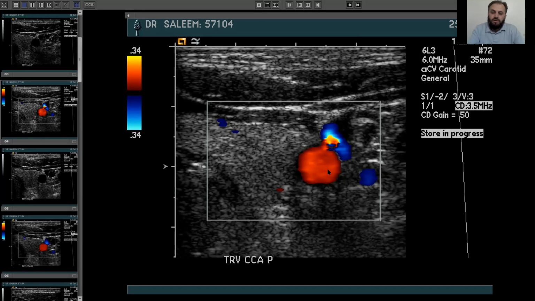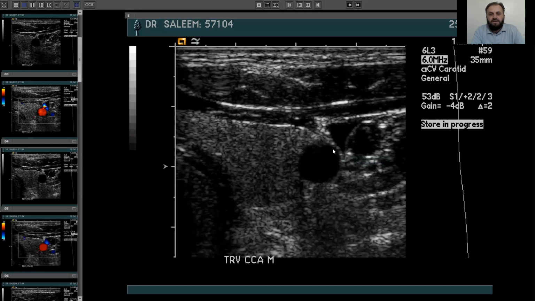So this is our proximal. Our mid, if we look at mid, this is our mid portion of the CCA. The thyroid tissue is the maximum tissue we see. So this is the maximum thyroid tissue.